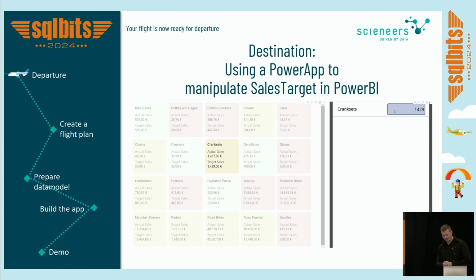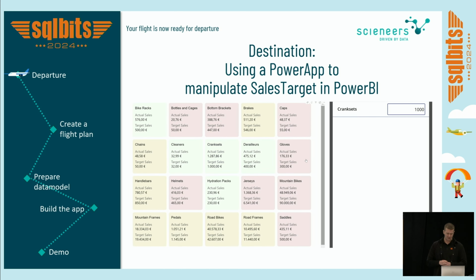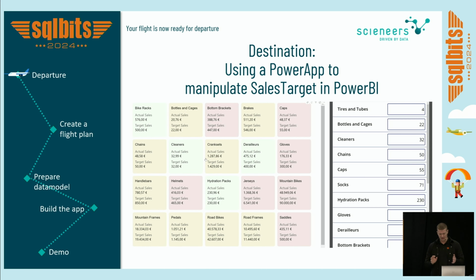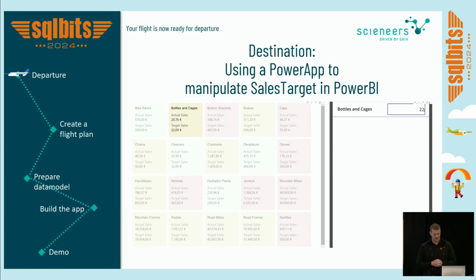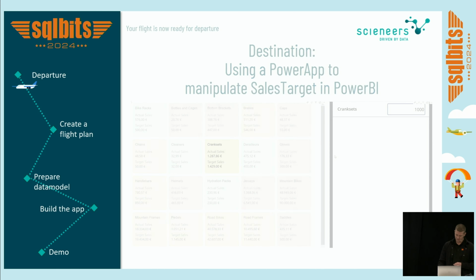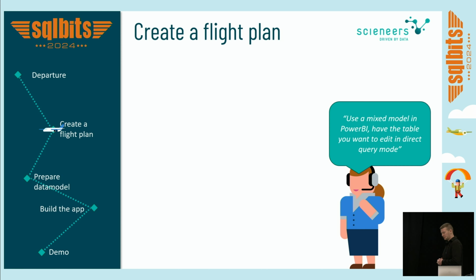And there are a few steps you need to do. A few steps you need to make sure you look at your model, do some things, and I will go through all of those things. So by the end of the session, you hopefully will be able to implement that on your own dashboards. So first of all, let's create a flight plan. What are the steps you need to do?